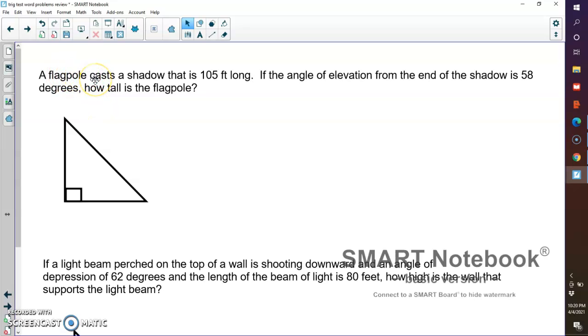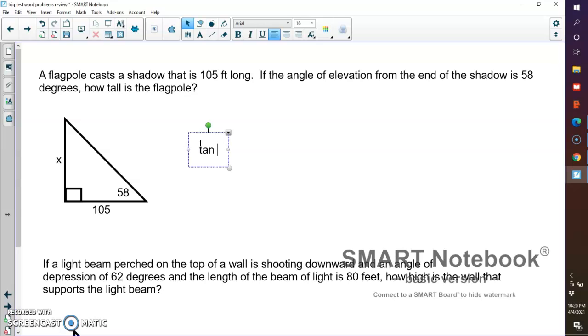Here, a flagpole casts a shadow that's 105 feet long. You should know its shadow's on the ground. So that's where the 105 is. Angle of elevation here is 58 degrees. Once again, angle of elevation or angle of depression doesn't matter. It's always here. What's the height of the flagpole? That's an easy one. That's just straight up and down. The height is always forming a right angle with the ground.